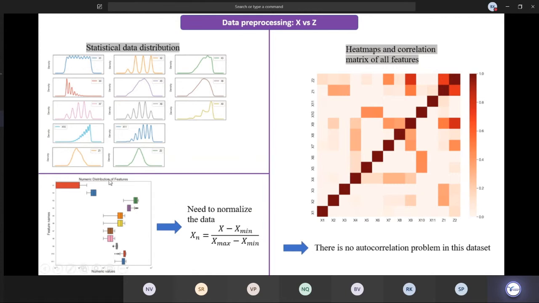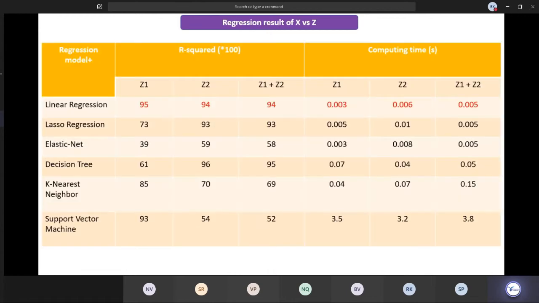Below is the numeric distribution of features. It is easy to see that the data is not in the same range, especially x1, which is very small compared with the rest. So we have to normalize the data. We normalize by the equation: x normalized equals x actual minus x mean, divided by x max minus x mean. On the right is the heat map and the correlation matrix of all features. From this figure, we conclude that there is no autocorrelation in this data set, so we do not care about that.